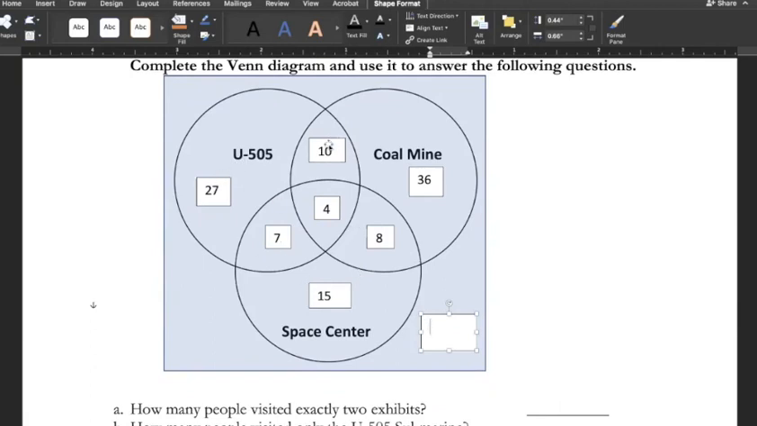27 and 10 is 37. 37 plus 7 is 44, plus 4 is 48. 48 plus 8 is 56. 56 plus 36 is 92. And 92 plus 15 is 107. So this is 107 people accounted for.